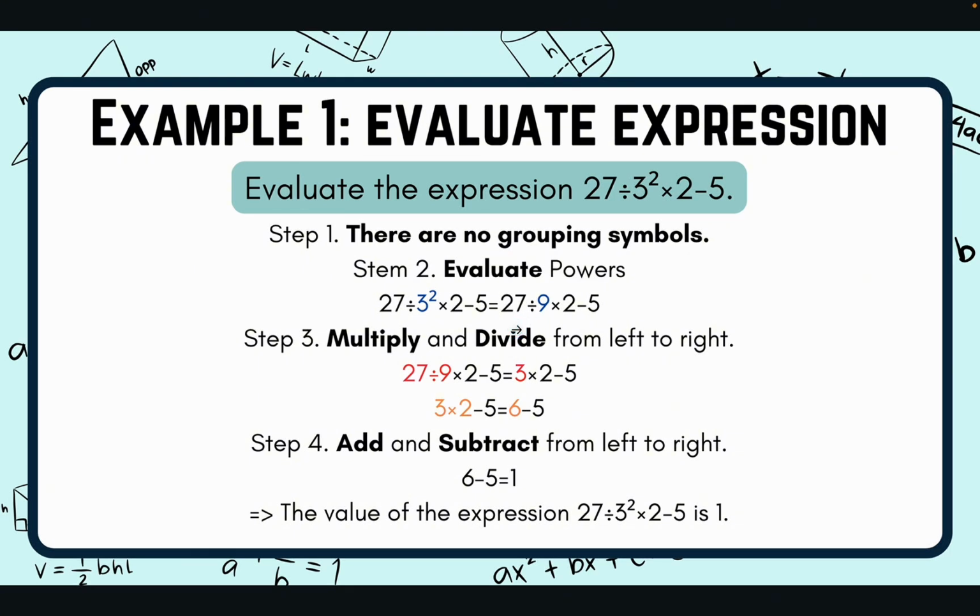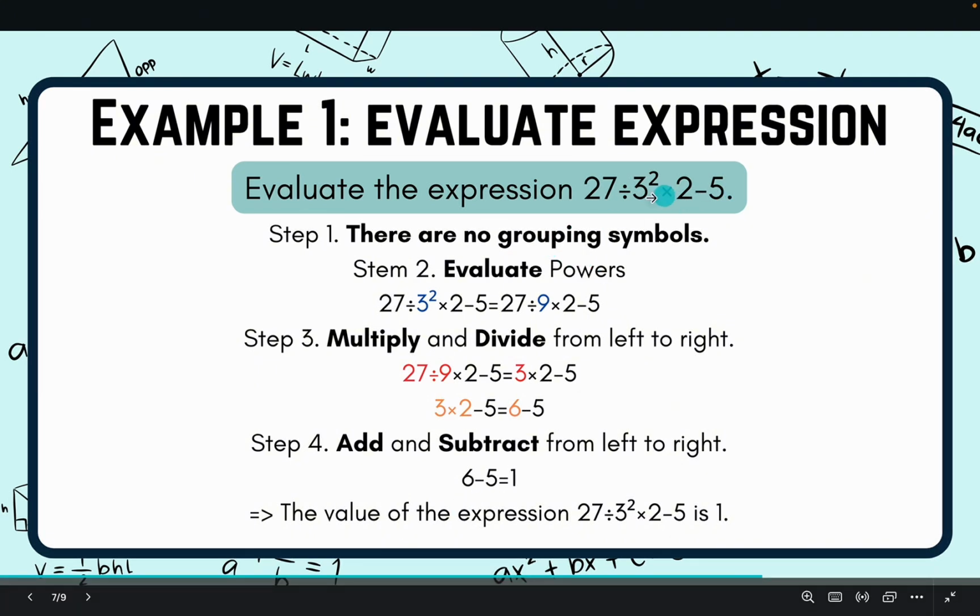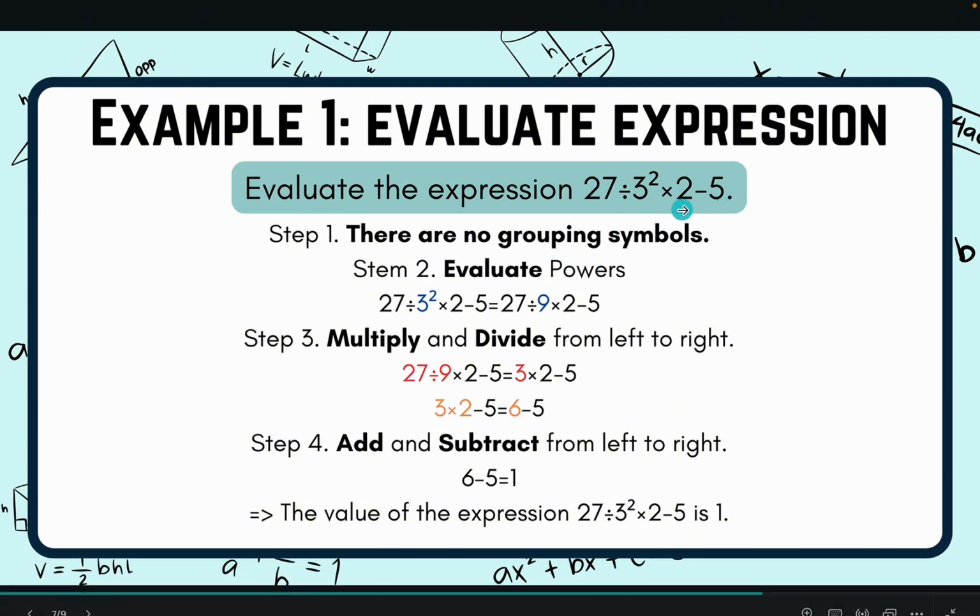Step 3. Multiply and divide from left to right. So in order from left to right, we could do 27 divided by 9 is 3. 3 times 2 is 6. Lastly, add and subtract from left to right. Since we have 6 minus 5, we can just subtract, which becomes 1. So if we evaluate this expression, it becomes 1.